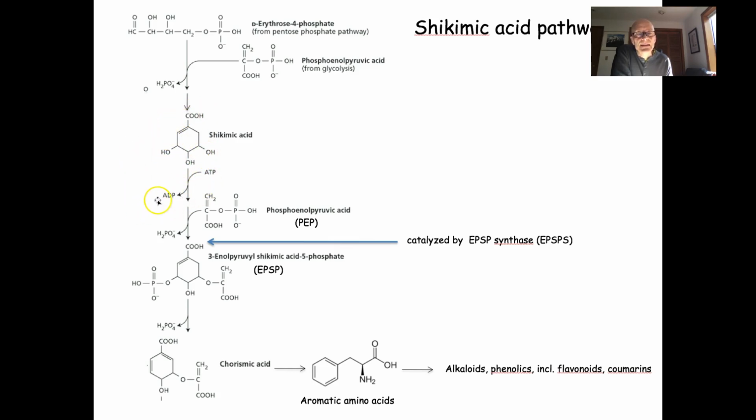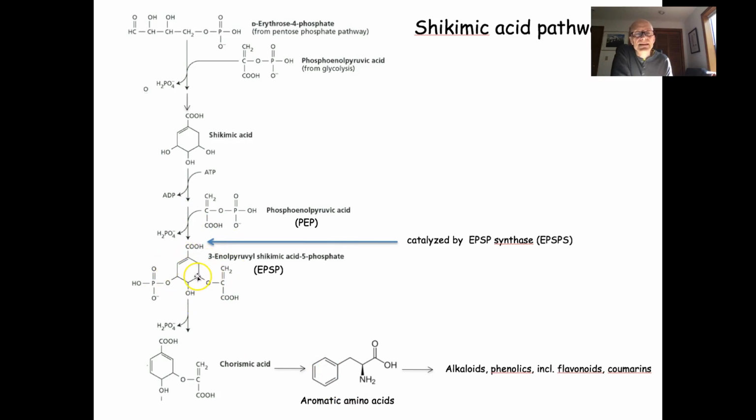So add an ATP to activate it, and add another phosphoenolpyruvic acid, so PEP, phosphoenolpyruvate, and you get to this substance here, 3-enolpyruvyl shikimic acid 5-phosphate, or EPSP. This will then produce chorismic acid, and chorismic acid is further metabolized to aromatic amino acids. Why am I harping on these substances here?